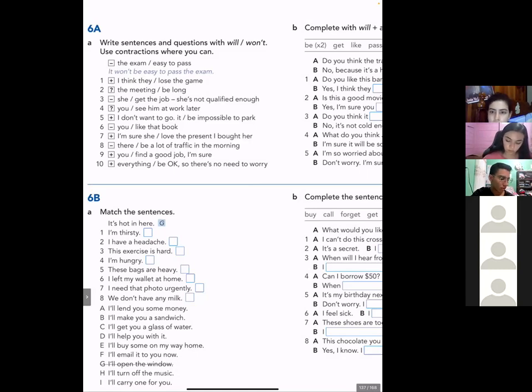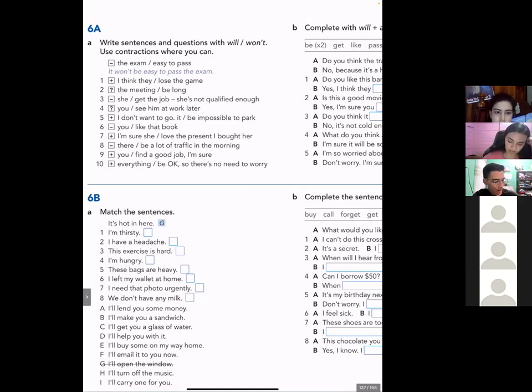Alina, can you do number 4? Yes. Will you see him at work later? That is perfect. Thank you. That was number 4. Number 5, Dani. I don't want to go. It will be impossible to park. That is perfect.